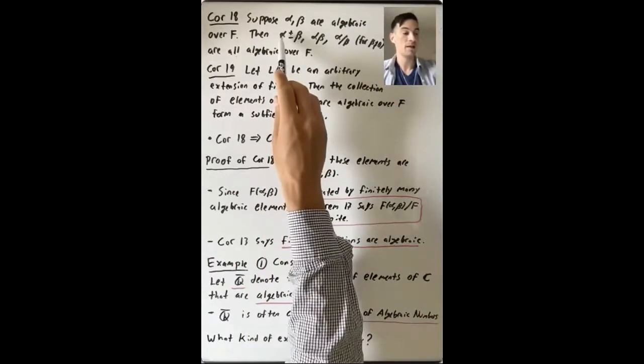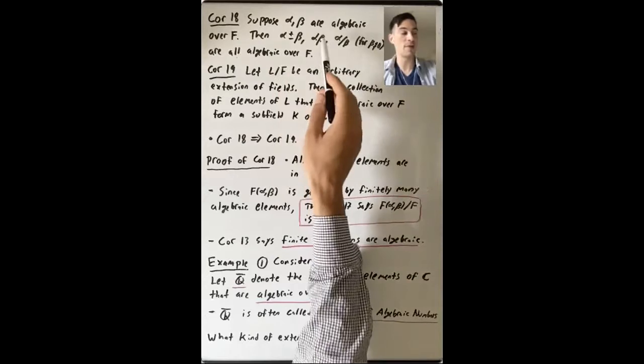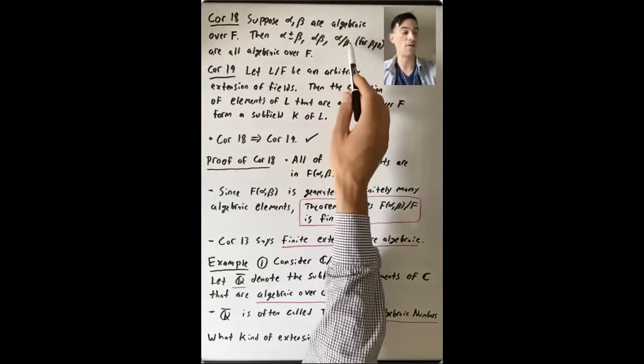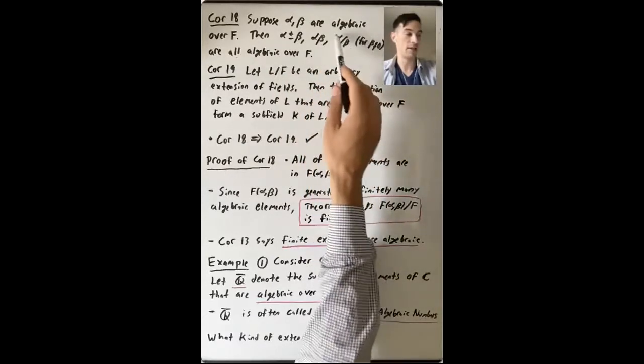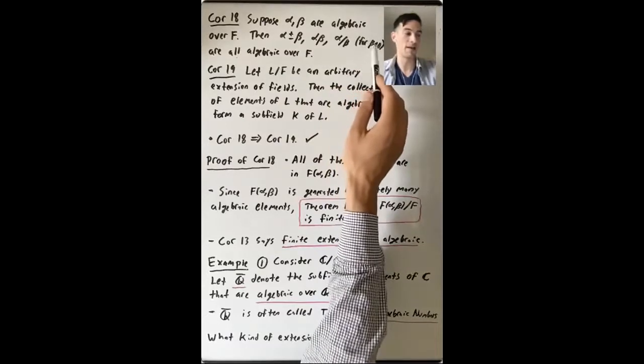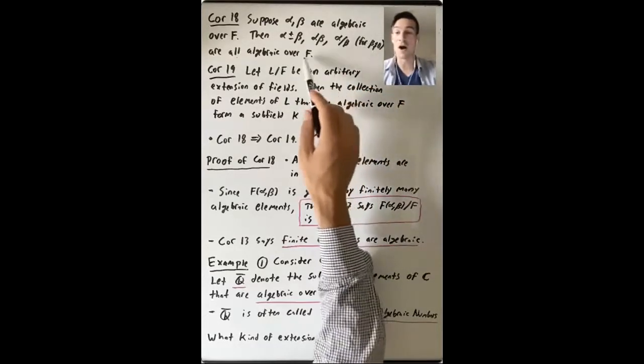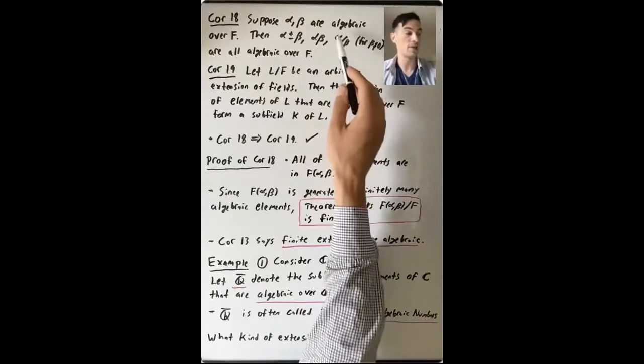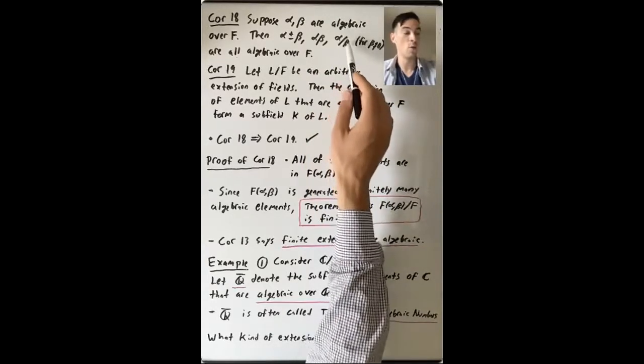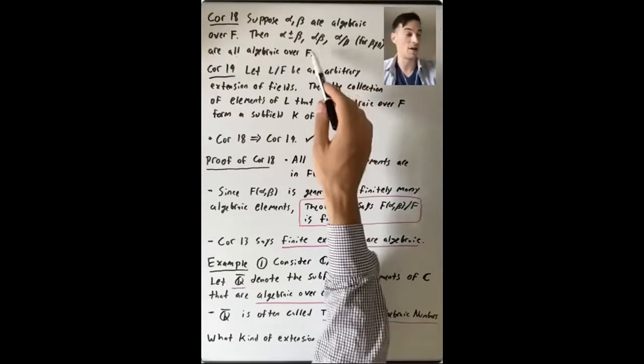Then alpha plus beta, alpha minus beta, alpha times beta, and alpha divided by beta. Here you can't divide by 0. So when beta is not equal to 0, these are all algebraic over F. So in particular, if you take alpha equals 1, 1 over beta, beta inverse is also algebraic over F.